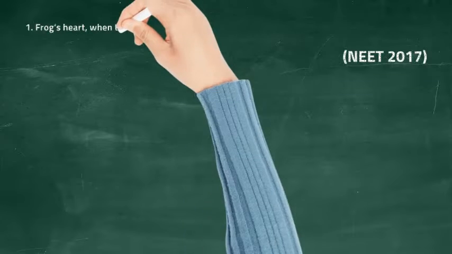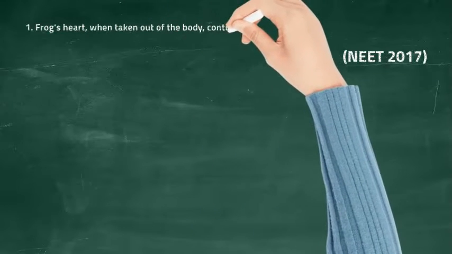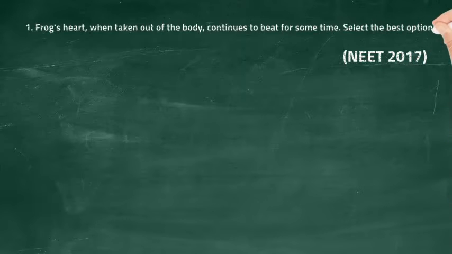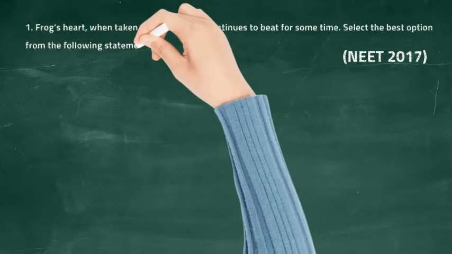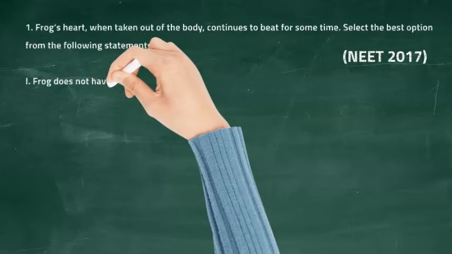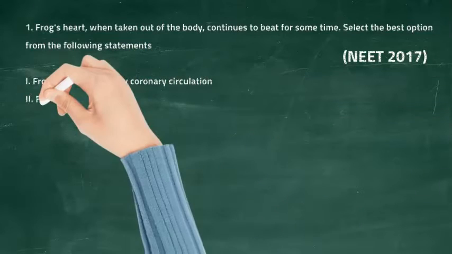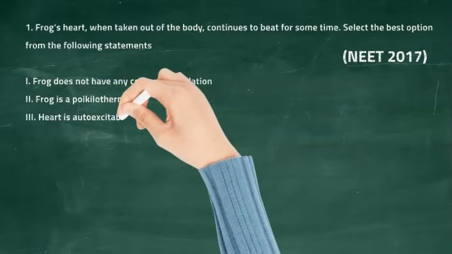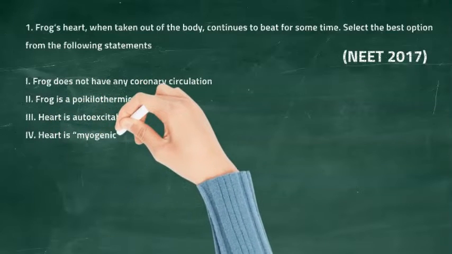Question first. A frog's heart, when taken out of the body, continues to beat for some time. Select the best option from the following statements. The first option is frog does not have any coronary circulation. Option B is frog is poikilothermic. Option C is heart is autoexcitable. And fourth is heart is myogenic in nature.